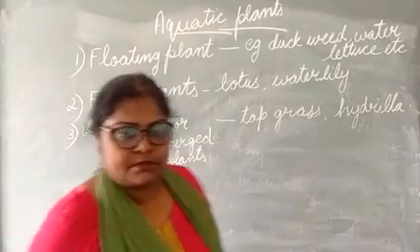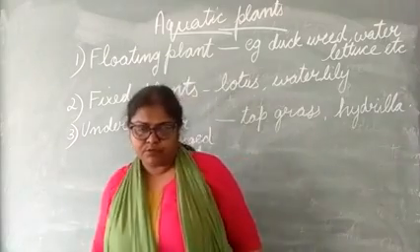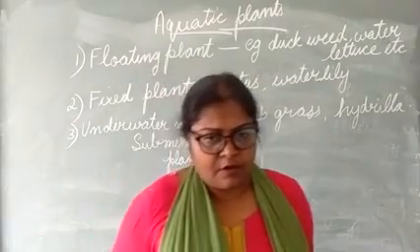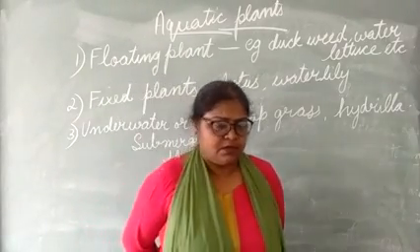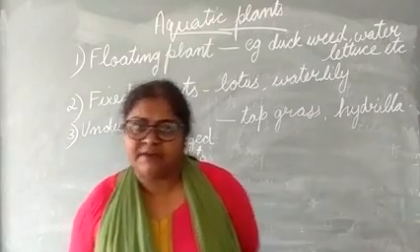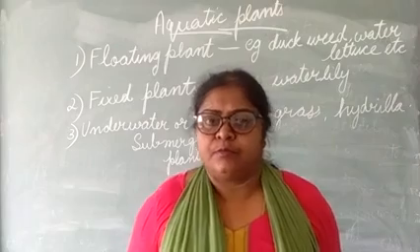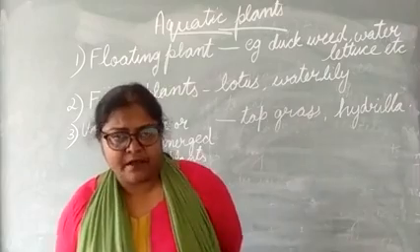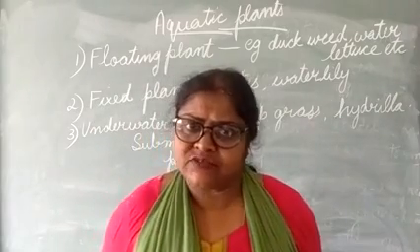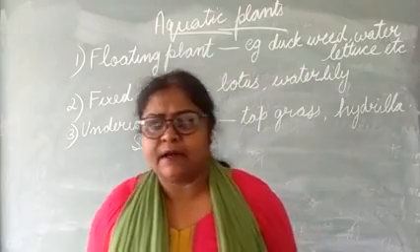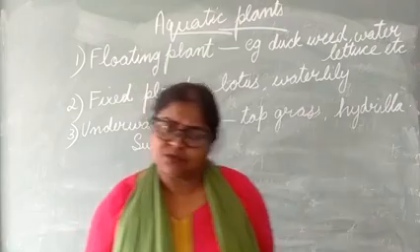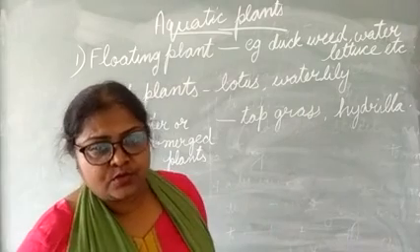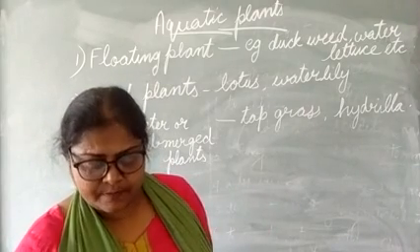Students, I have explained to you about terrestrial plants and shown you a flow chart of plants. Is it clear to you all? In the flow chart, plants are divided into two parts: terrestrial plants and aquatic plants. A plant that grows on land is known as a terrestrial plant, and a plant that grows in water is known as an aquatic plant.